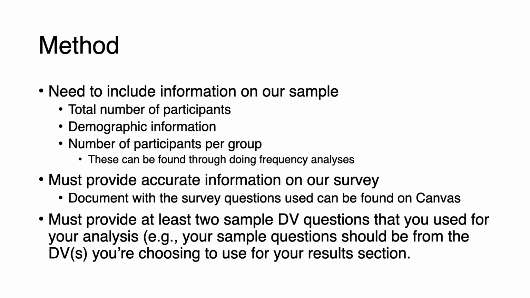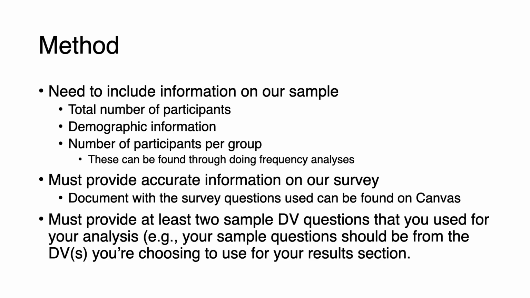You also must provide accurate information about our survey. So I did publish a document containing the questions that were used in our survey, along with what dependent variable they were going to measure, or if they were distractor questions. So what you should do is you should go through that document and provide at least 2 sample dependent variable questions that you used for your analysis. So for example, if you are focused on the dependent variable of perceived professionalism, your 2 sample questions should be measuring perceived professionalism. So make sure you are including relevant questions.